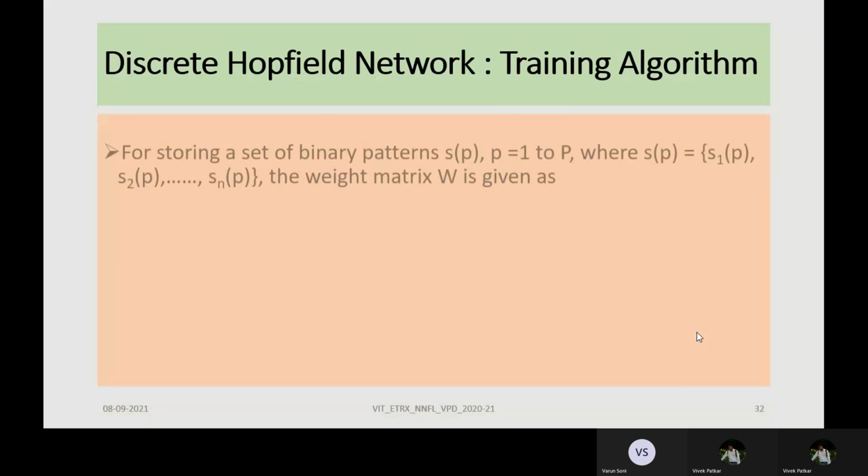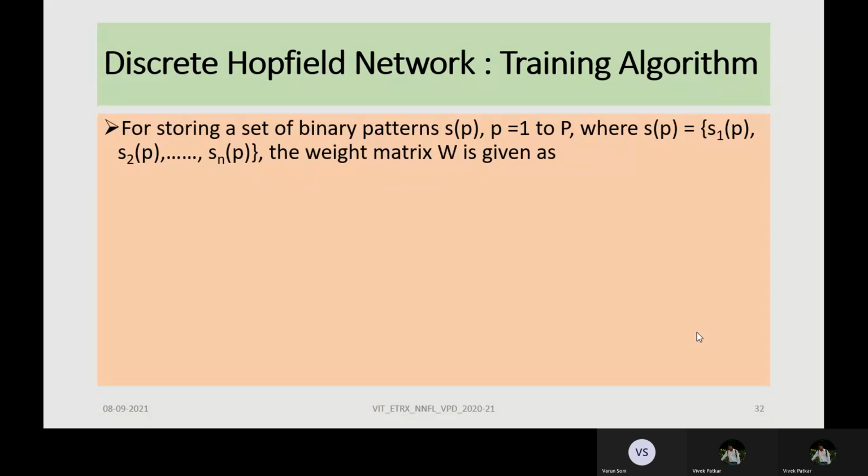So the training algorithm for storing patterns S(p), where p is from 1 to capital P. We have a vector S(p) having all the n patterns. The weight matrix is given by this formula. Clear? For i not equal to j, because you know that for i equal to j, what will be the weight? 0. Correct? Self feedback is not there.